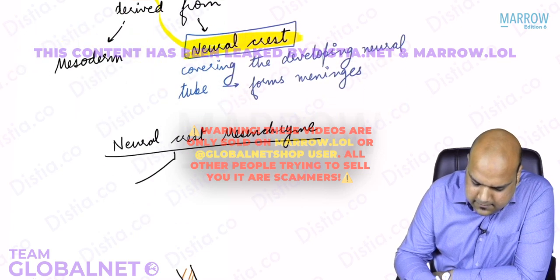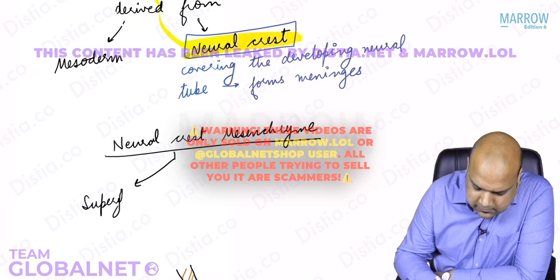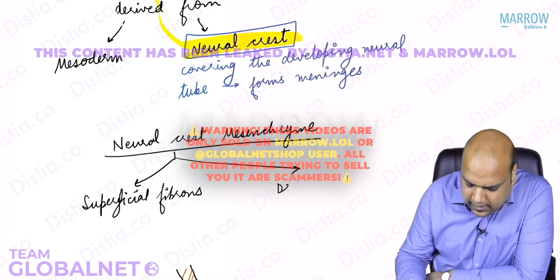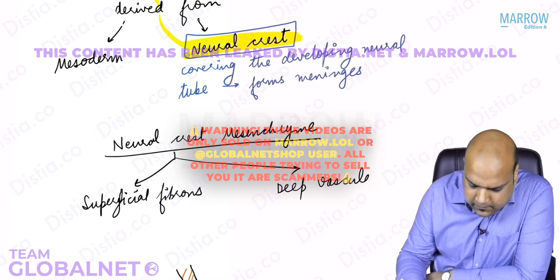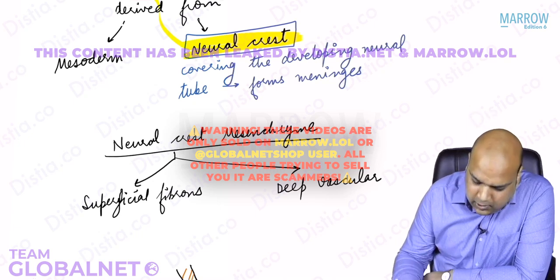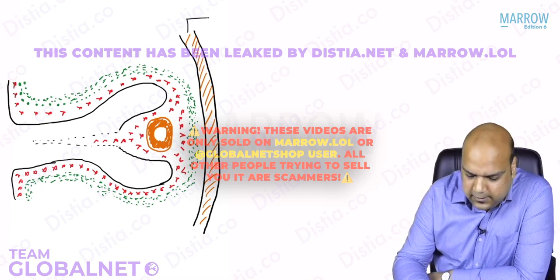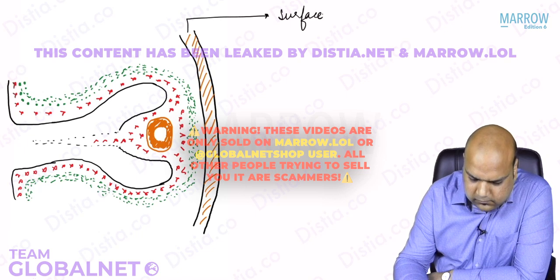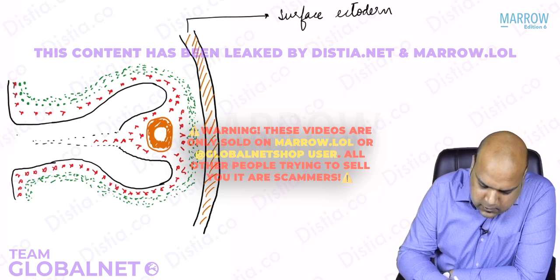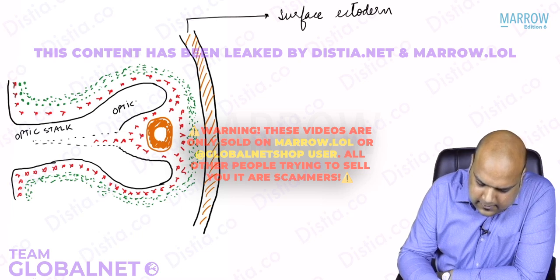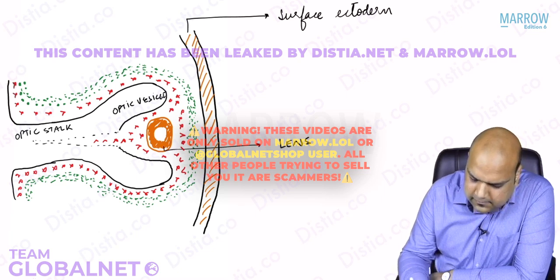divides into two layers: superficial fibrous layer and a deep vascular layer. Okay. Now if we see this in the image, everybody, I hope you understand the image. This is your surface ectoderm. Okay. This is your optic stalk, optic vesicle. This is your lens vesicle.